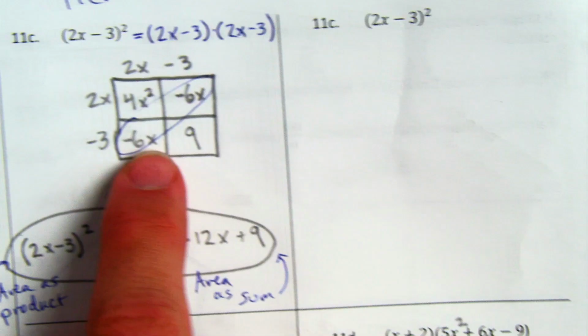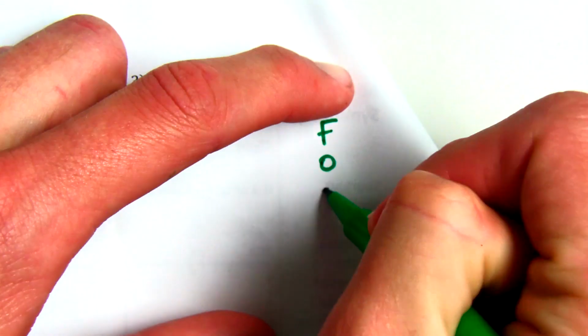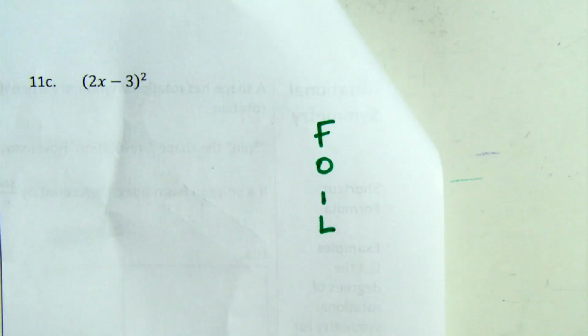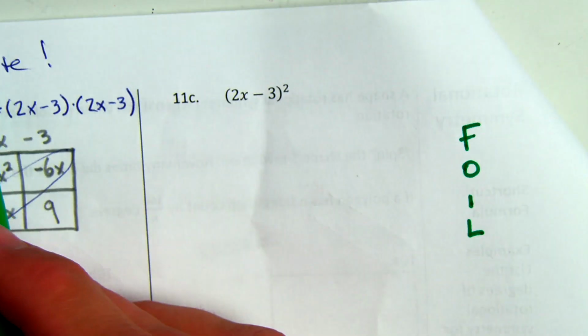Okay, 2x minus 3 squared. We can draw the box if we want, but let's try using the shortcut. I'm not going to write out what each letter means this time. I'm just going to write the word FOIL: first, outside, inside, last. And don't forget, this is a tricky question. We have to rewrite it first.